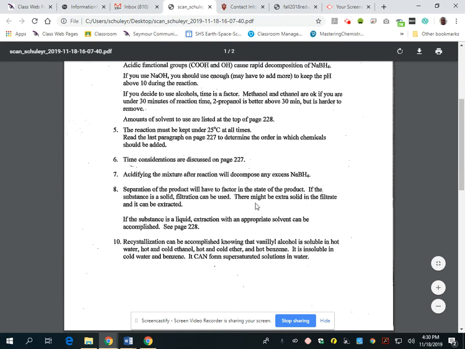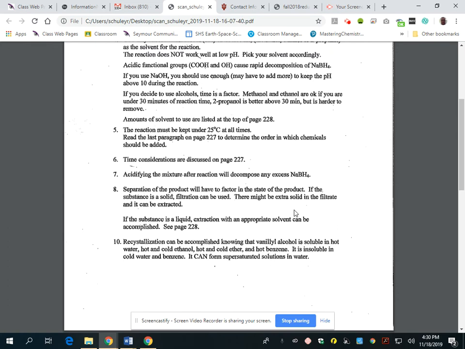Separation of the product will have to factor in. If it's a solid, you can use filtration. If it's a liquid, you'll have to use extraction. And if there's extra solid in the filtrate, you could extract it out of that if you want to. But as long as you get a decent amount of product, you're going to be okay.